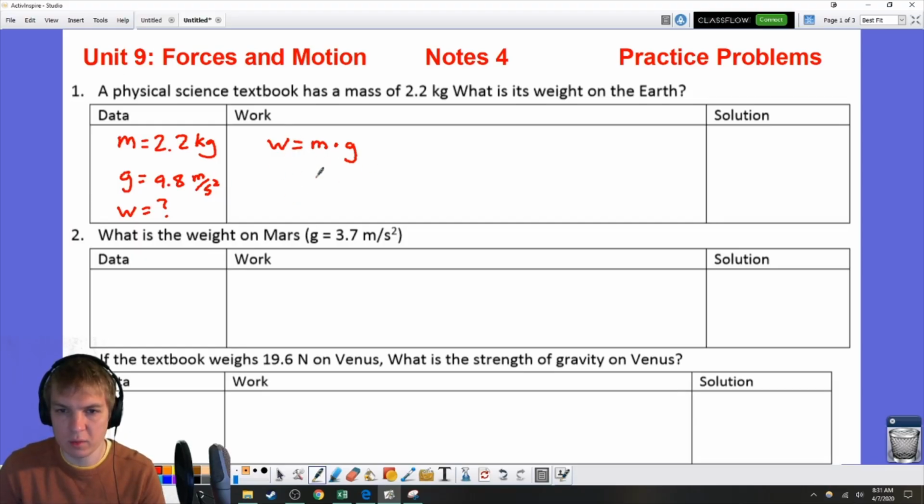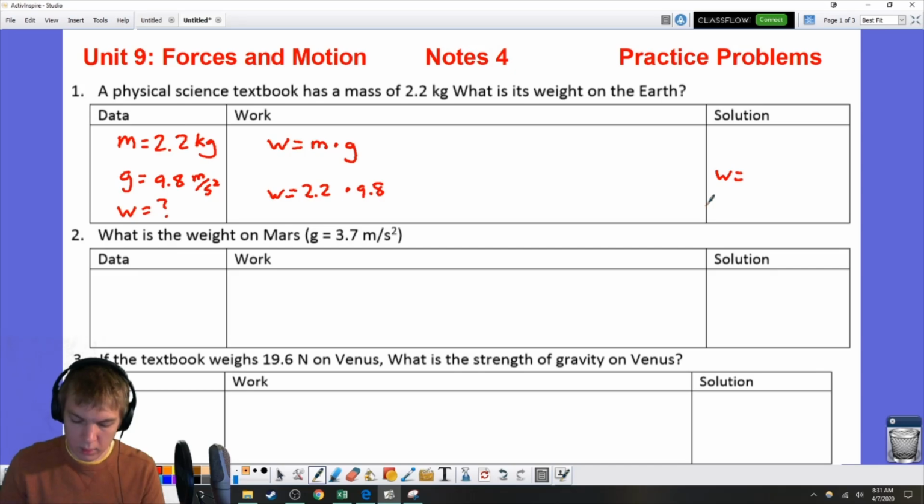Weight here is equal to mass of 2.2 kilograms times 9.8 meters per second squared, and that gives us the weight. So the weight is equal to, if we do 2.2 times 9.8 meters per second squared, we get a value of 21.56. And then what's the unit? Well, the unit is kilograms times meters per second squared, but a unit of force is actually newtons. Okay, so it's a weight of 21.56 newtons.